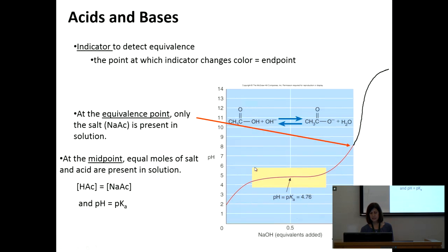What do you notice in this yellow region? We're still adding sodium hydroxide, but what's happening to the pH? Not much. So what do you think we have here? A buffer. We have a buffer. Now, we are going to look at these titration curves and figure out what's happening with our acid and base along this curve.